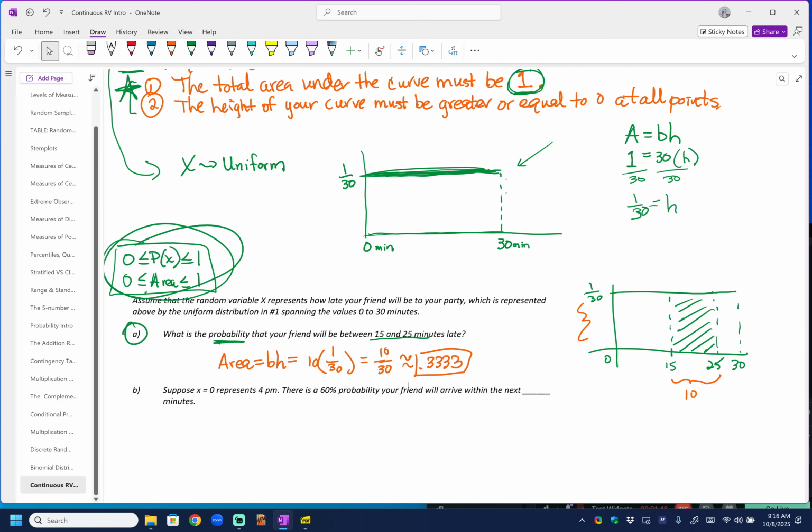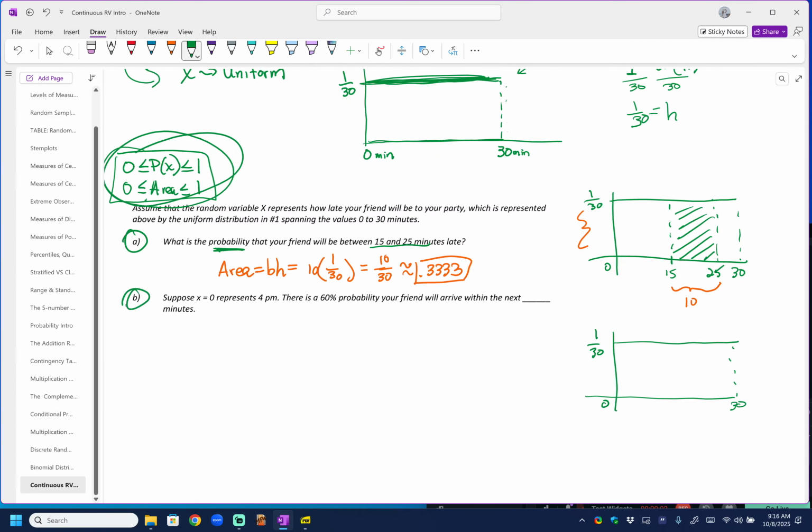Okay, let's try another one. It says, suppose x equals 0 represents 4 p.m. There is a 60% probability your friend will arrive within the next how many minutes? Okay, this is definitely a unique one for sure. Let's break this down. So apparently right here is 4 p.m., which means, by the way, that this is 4:30 p.m. because this is 30 minutes late. It says there is a 60% probability your friend will arrive in the next however many minutes.